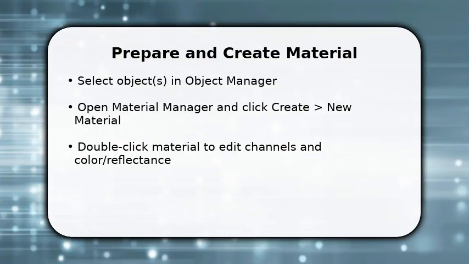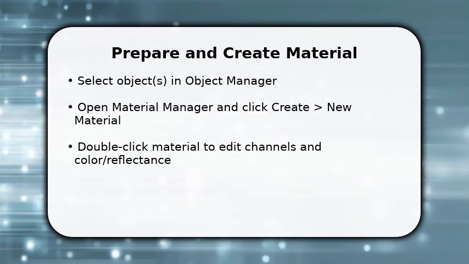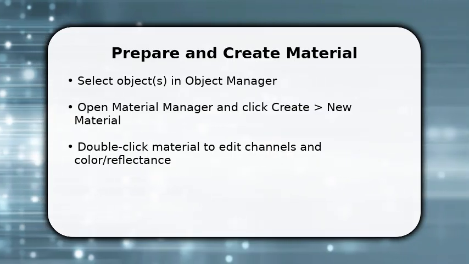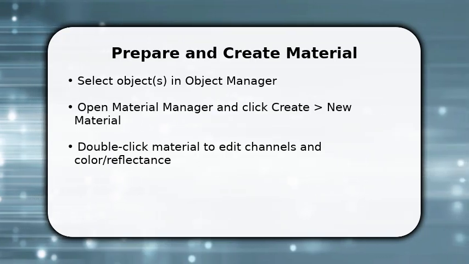You start by selecting the object or objects you intend to texture. This targets where the material will go. Open the Material Manager and create a new material immediately, because Cinema 4D applies only created materials.